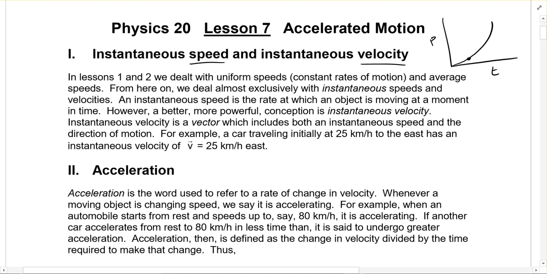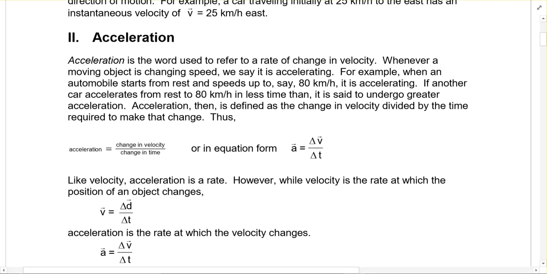So if we're talking about velocity, it needs to be at any particular point on that graph, making those tangent line slopes. We can't really talk about average velocity anymore because we're accelerating, right? We have accelerated motion. So, acceleration.